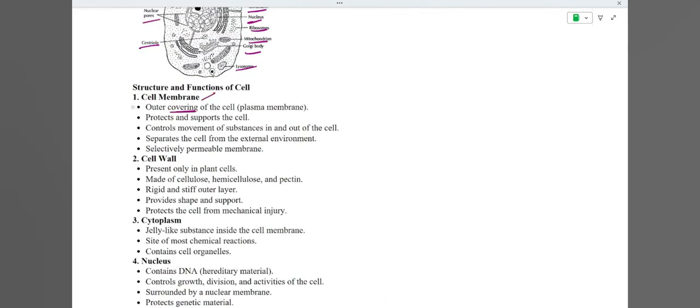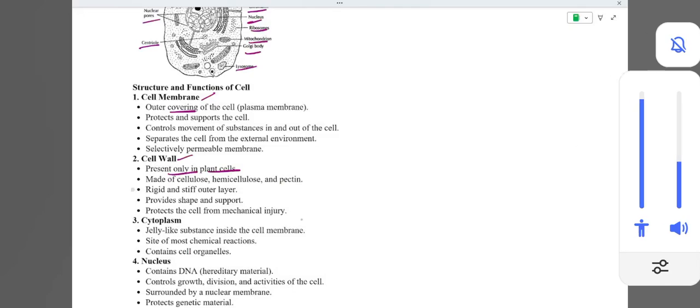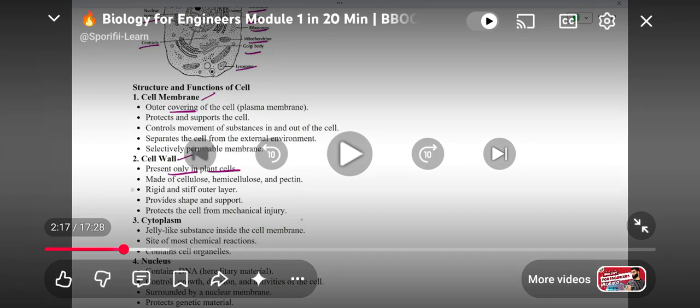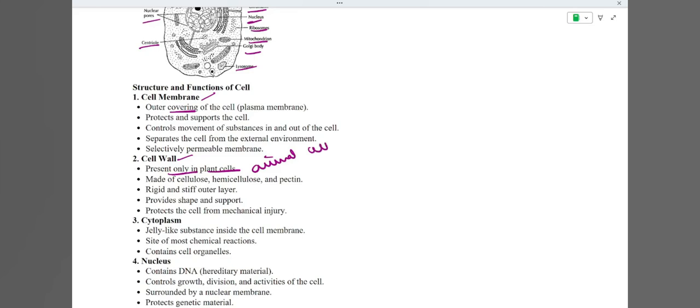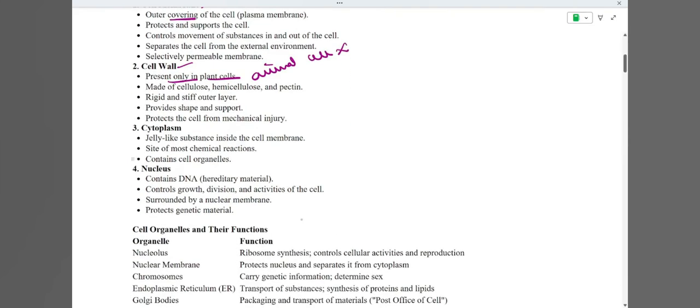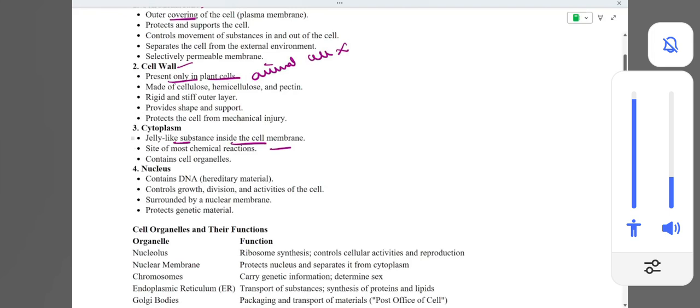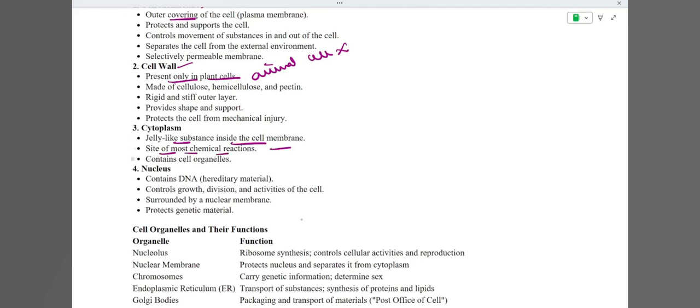The cell membrane is the outer covering. In animal cells it is absent. Cytoplasm is a jelly like substance inside the cell membrane. Site of most chemical reactions happen here in cytoplasm, and it contains cell organelles. Next is nucleus. It contains DNA, that is hereditary material, and controls growth, division, and activities of the cell. It is surrounded by a nuclear membrane, and the genetic material which will be present will be protected by this nucleus.